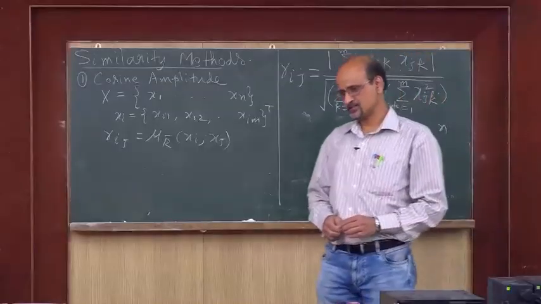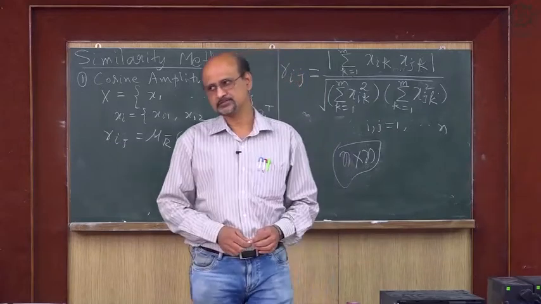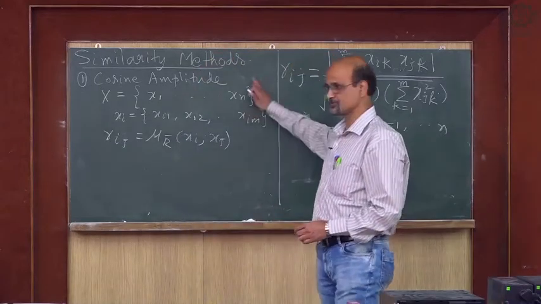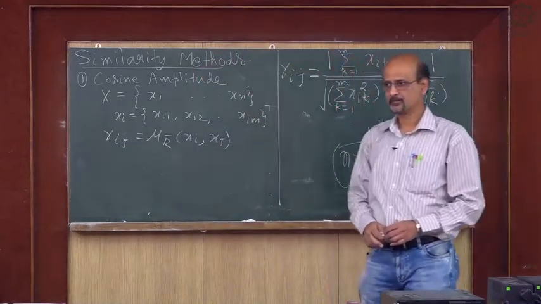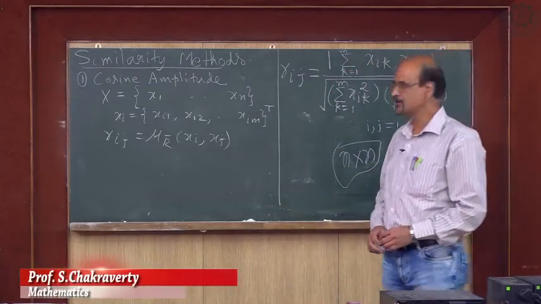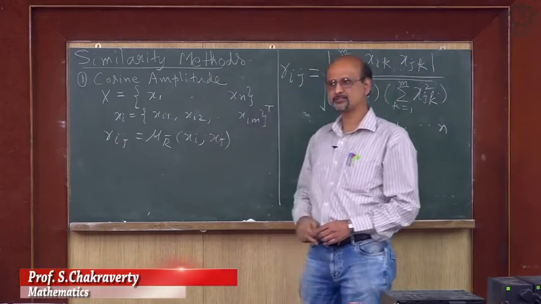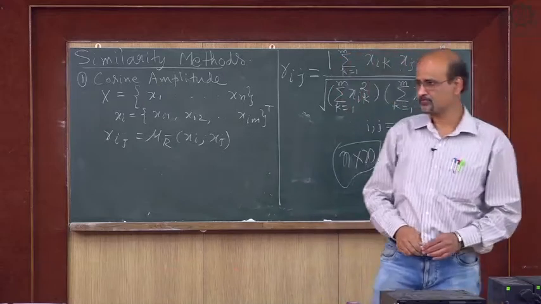So, in the last class, we were discussing similarity methods, okay? And I told you that we will study two types of similarity methods. The first one was cosine amplitude, okay? And the second one is max-min, okay?